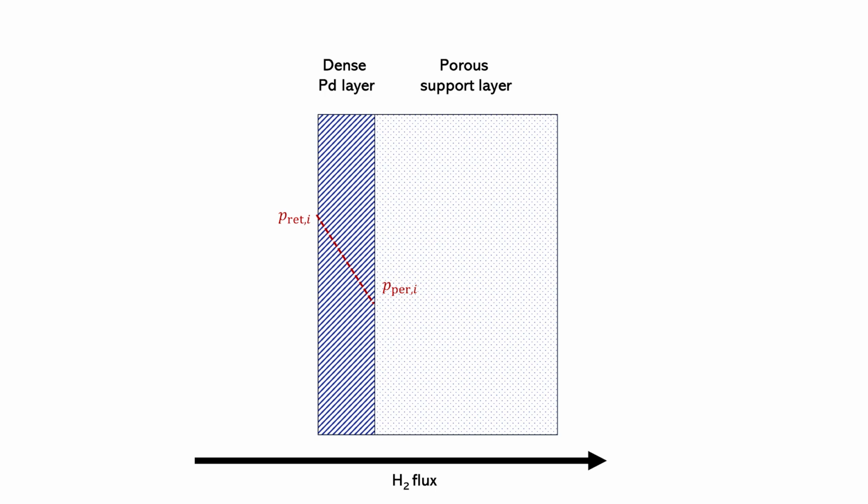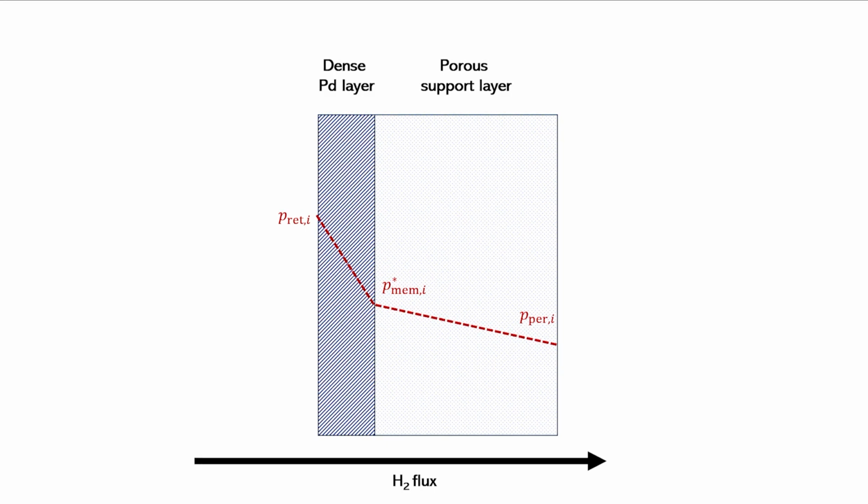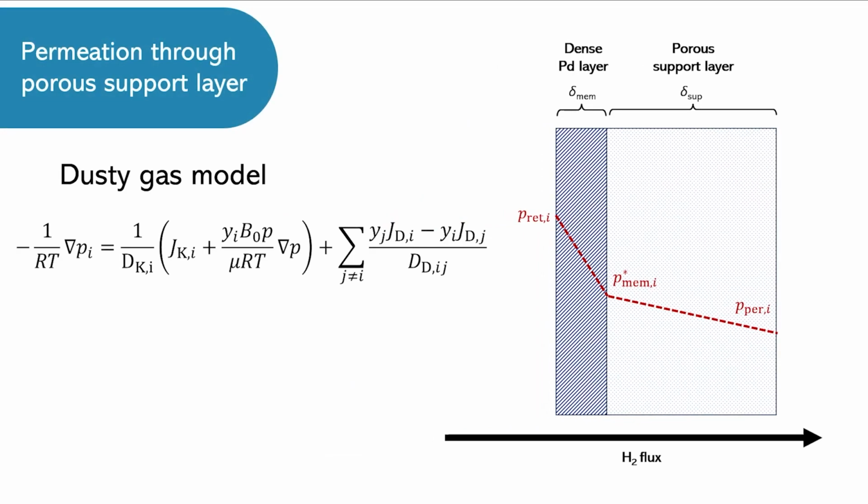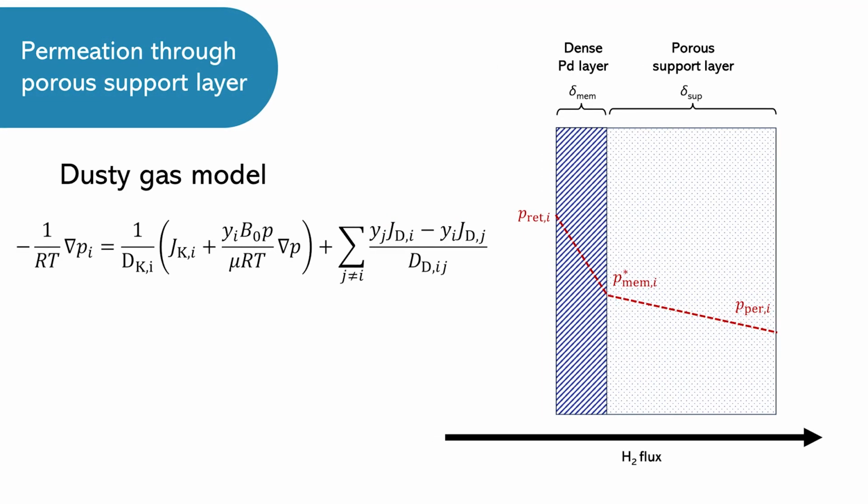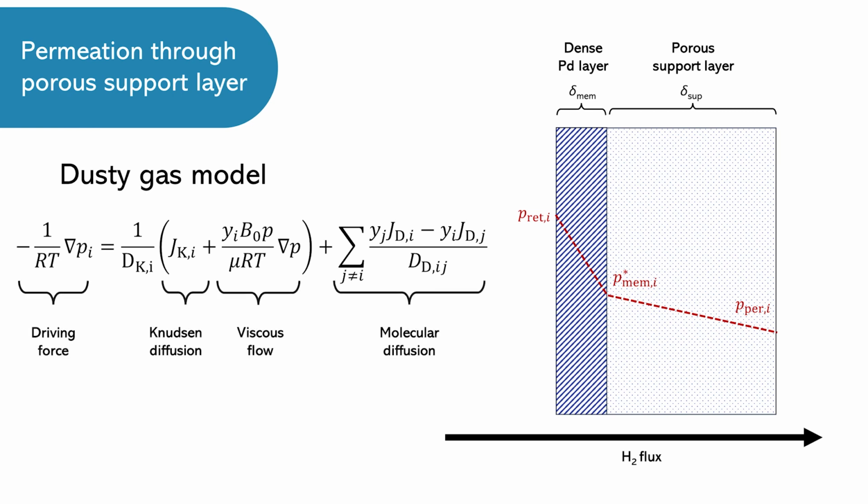After permeating through the dense palladium layer, hydrogen will diffuse into the support layer. Here, it experiences an additional resistance. As this support layer is porous, however, this resistance is generally speaking significantly lower than the resistance in the dense palladium layer. Permeation through a porous support layer can be described with a dusty gas model. This model states that the driving force for mass transport can be split up into multiple contributions. Specifically Knudsen diffusion, viscous flow, and molecular diffusion.